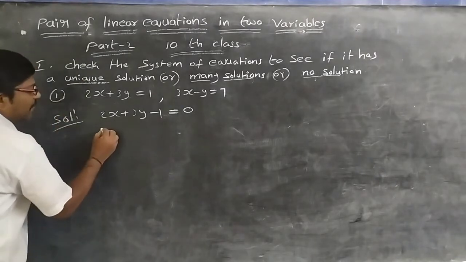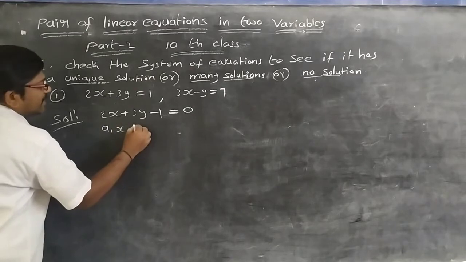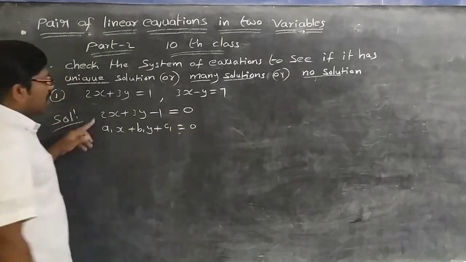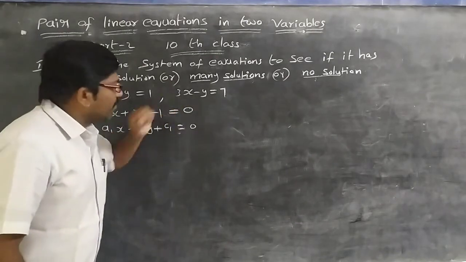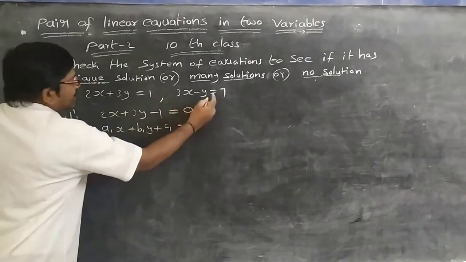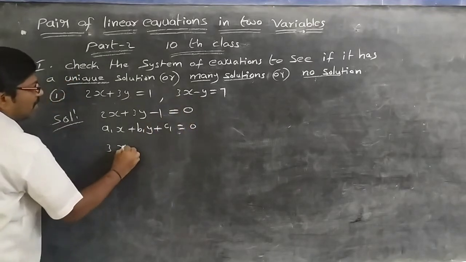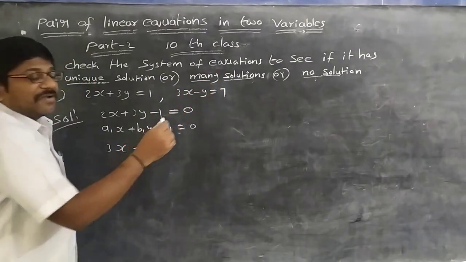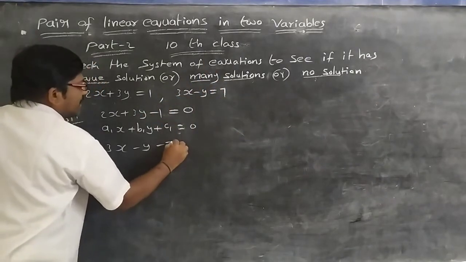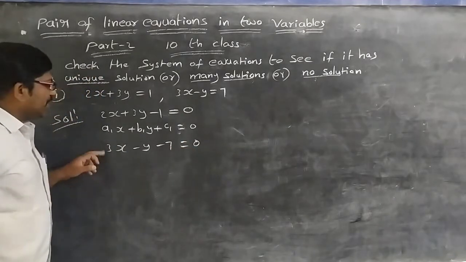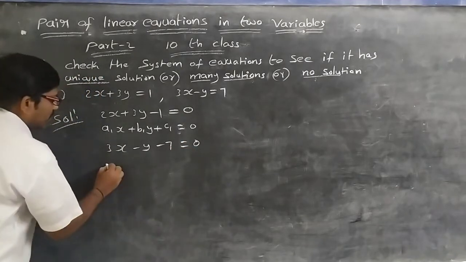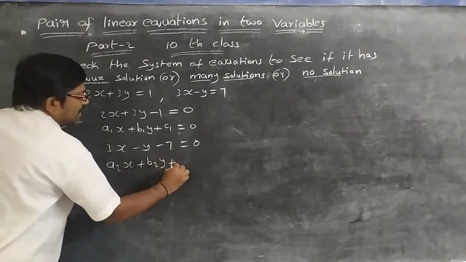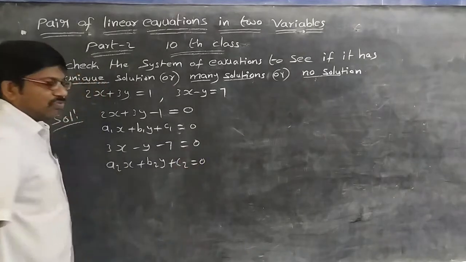So it is in which form? A1x plus B1y plus C1 is equal to 0. It is the first one. Now the second one: 3x minus y plus 7 will become minus 7 after taking from right to left, so 3x minus y minus 7 is equal to 0. So it is the second equation, in the form A2x plus B2y plus C2 is equal to 0.